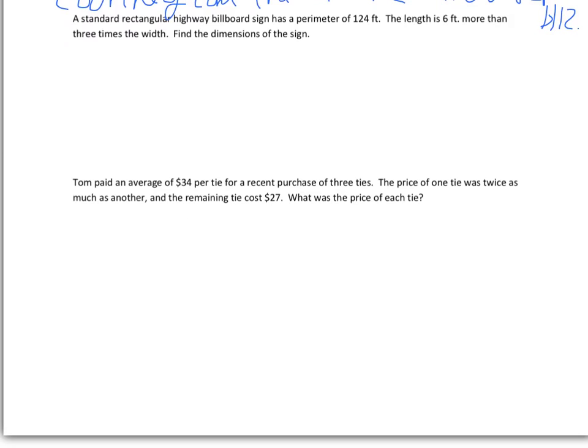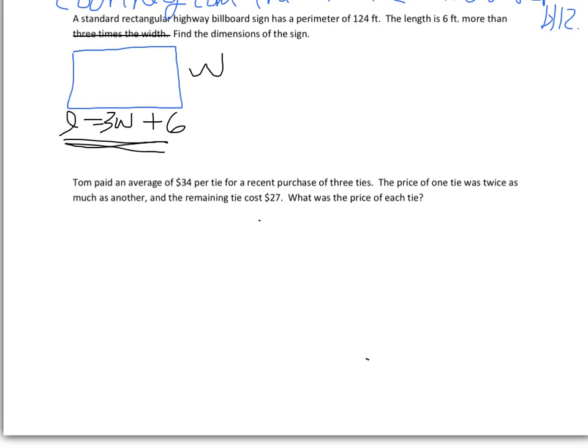Because it says rectangular board, I am just going to draw a little rectangle here. Now we know the perimeter is the distance all the way around. We also know that the length is 6 more than 3 times the width. So if this is the width, the length equals 6 more than, we're going to add 6 to something, 3 times the width, 3w. So L equals 3w plus 6.